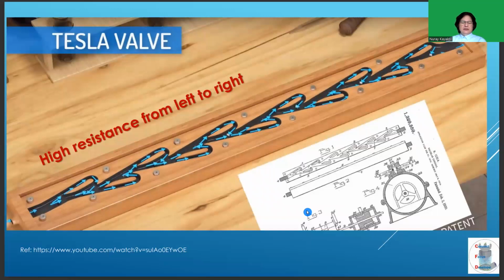This is another explanation of Tesla valve. I like it very much. If you want, you can watch this video. This is a wood-carved Tesla valve, and streamlines are shown with an arrow.